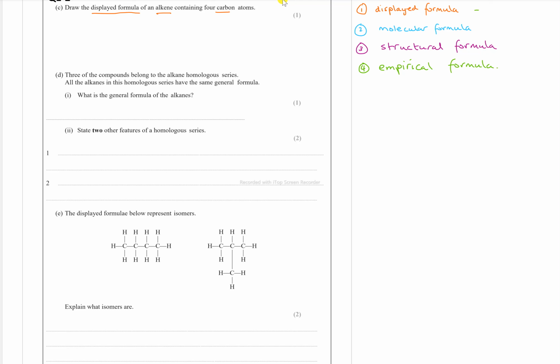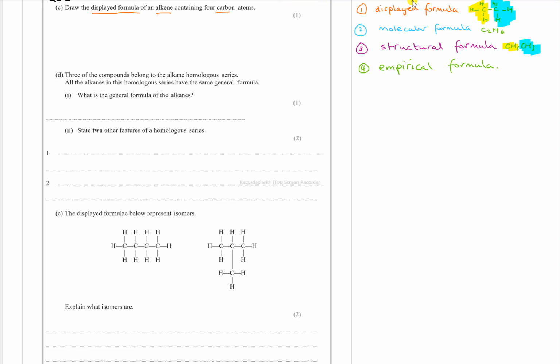Displayed is something like this: hydrogen, hydrogen, hydrogen, hydrogen there, hydrogen there. So that's what it looks like. Molecular formula will be C2H6. Structural formula will be CH3, CH3. So all we did was we wrote that first, and then we wrote that part second.